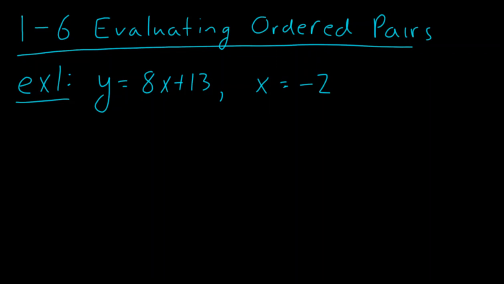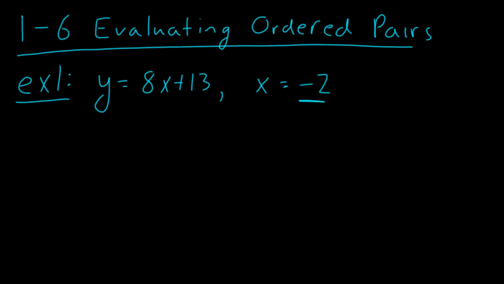Okay, here we are in our first section for 1-6, evaluating ordered pairs. Now in our very first example, we have y equals 8x plus 13, and we want to evaluate where x equals -2. And you're probably thinking, hey Mr. Hastings, we did a video like this in our last lesson, but I promise, stick with me, I'm going to add some new things. Okay, so let's check it out.